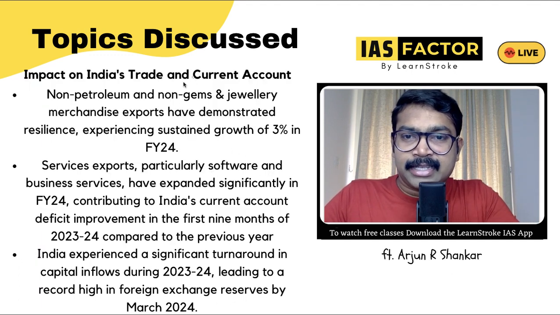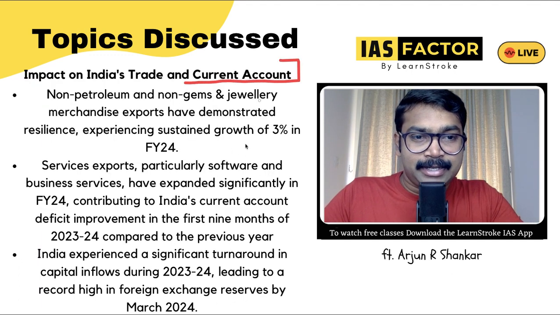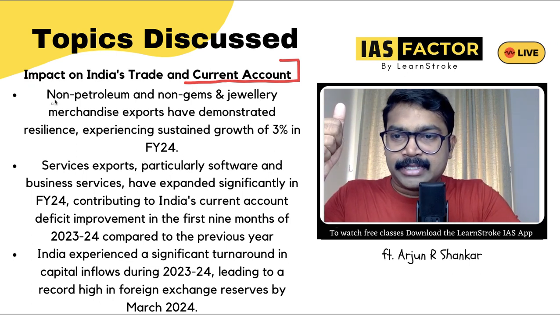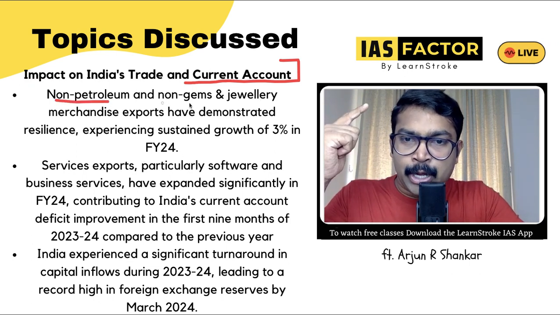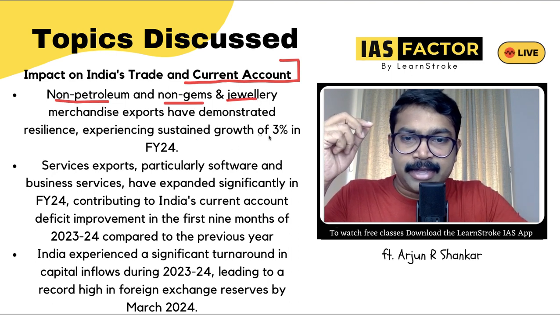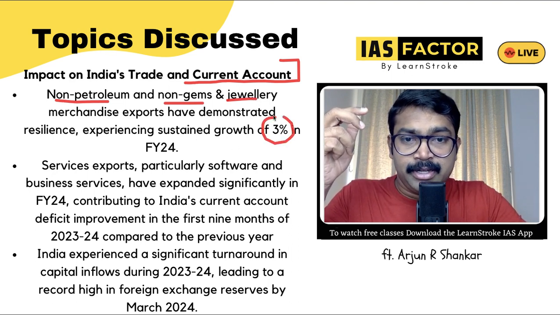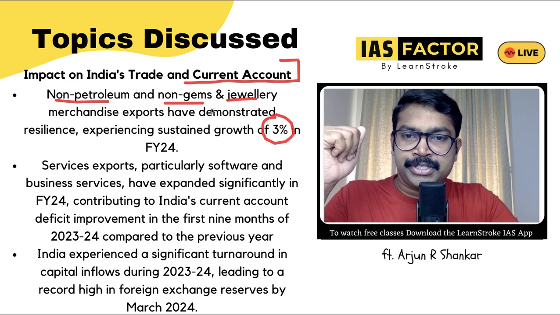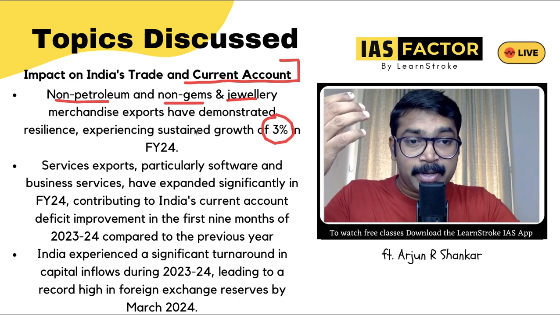And let's discuss some of the important statistics, which will be easy for you. Let's understand that non-petroleum and non-gems and jewelry merchandise have demonstrated resilience, with a growth of 3%. So that is good. Non-petroleum, non-gems and jewelry merchandise has got 3% growth.